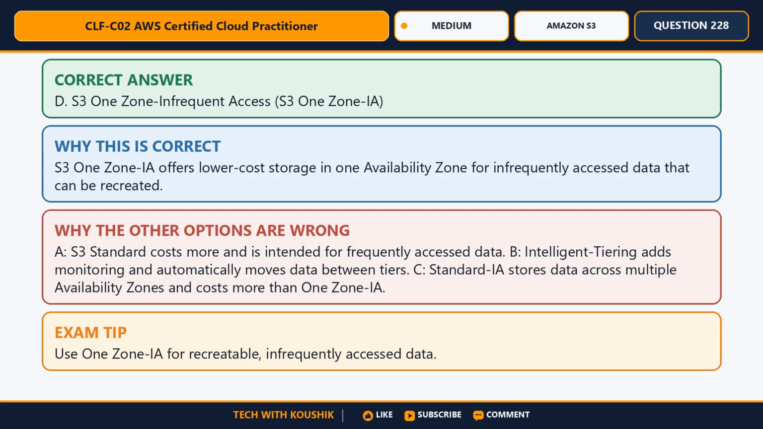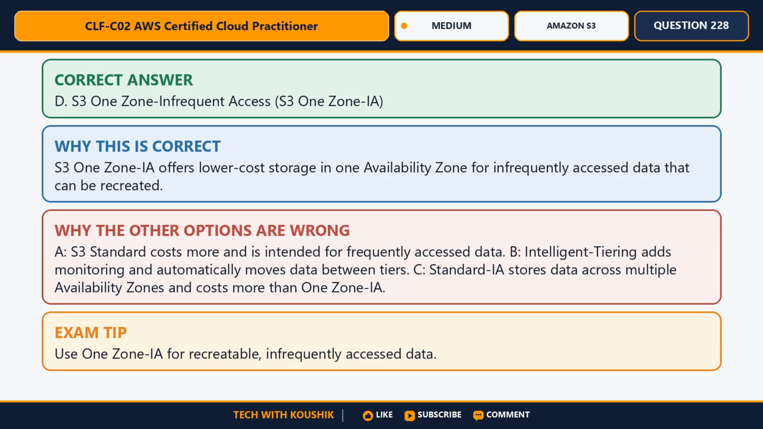The correct answer is D, S3 One Zone Infrequent Access, S3 One Zone-IA. Here is why. S3 One Zone-IA offers lower cost storage in one availability zone for infrequently accessed data that can be recreated. Why are the other options not correct?